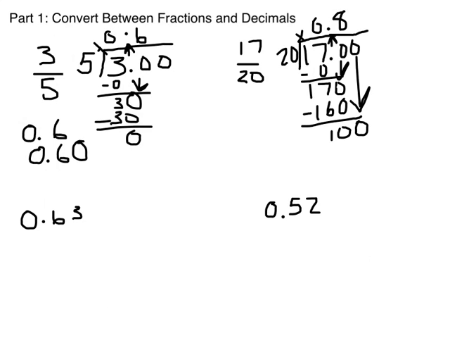How many times does 20 go into 100? 20 goes into 100 5 times. What's 5 times 20? 5 times 20 is 100. I can subtract, and I have no remainder. So 17/20 is equal to 85/100.